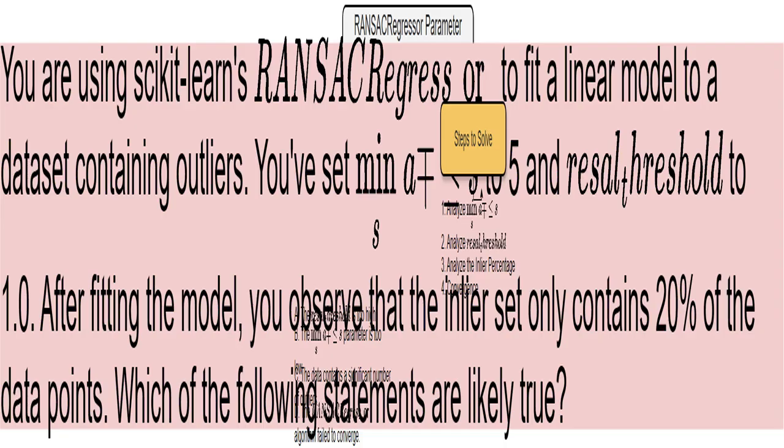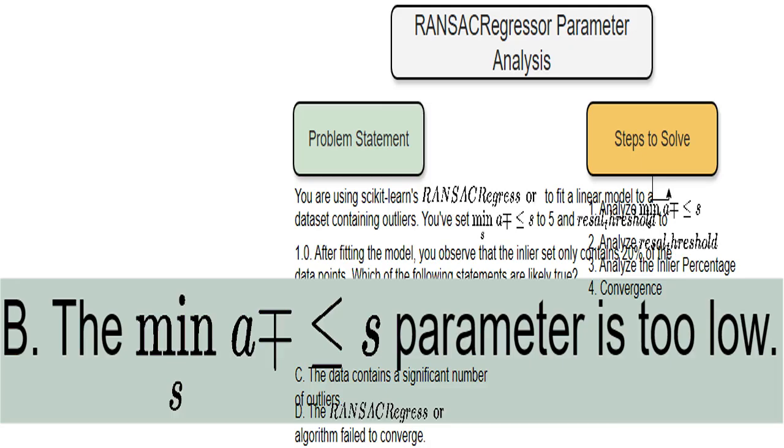A high residual_threshold means I'm allowing points that are far from the line to be counted as inliers. This could explain why I only have 20% of points classified as inliers. They might be inliers according to a relaxed threshold, however not according to the true model. If my dataset is heavily contaminated with outliers, even a well-tuned RANSACRegressor would have difficulty finding enough inliers to create a reliable model. That could cause the issue I'm seeing.